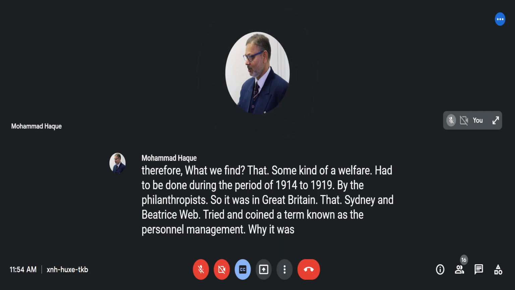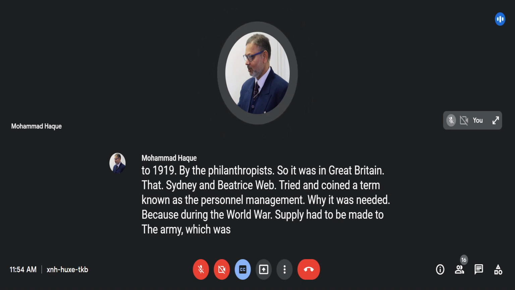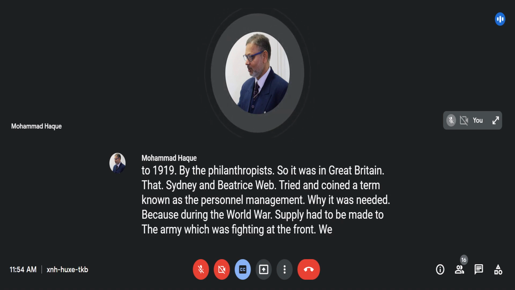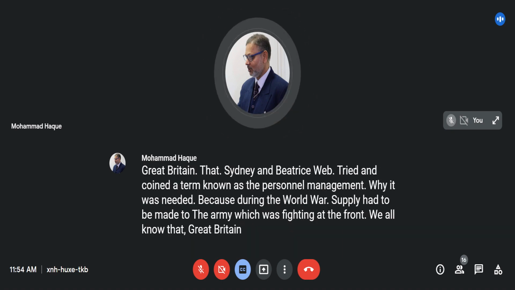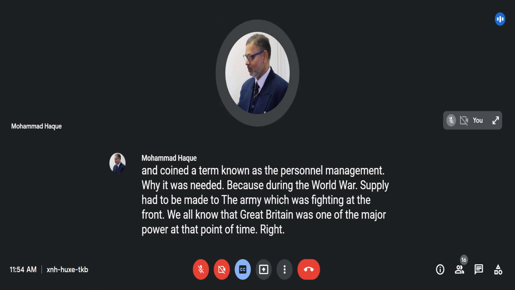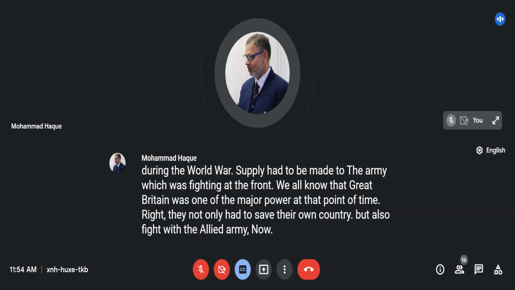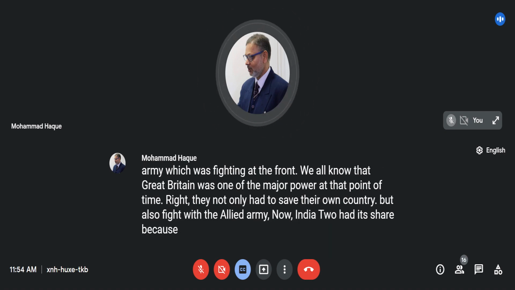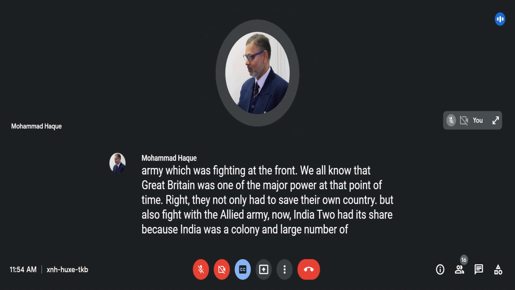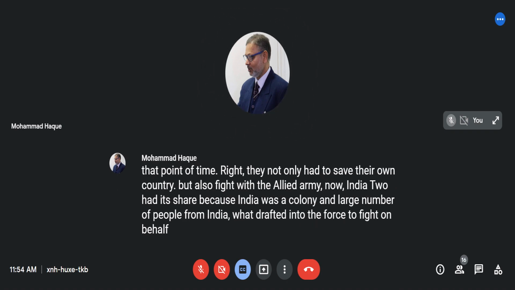Why was it needed? Because during the World War, supply had to be made to the army which was fighting at the front. We all know that Great Britain was one of the major powers at that point of time, right? They not only had to save their own country, but also fight with the Allied army. Now, India too had its share because India was a colony and a large number of people from India were drafted into the force to fight on behalf of Great Britain.